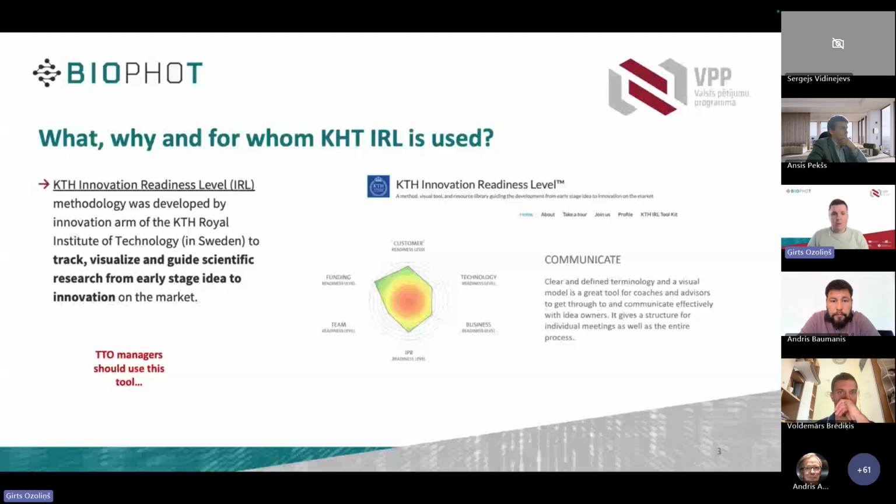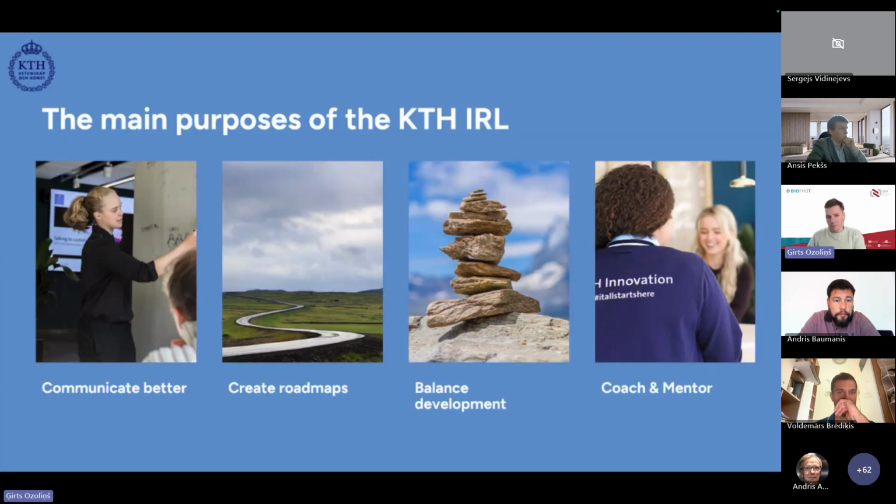But what is the main purpose of the innovation readiness level methodology? There are different things. First, you can communicate better between researchers, technology transfer offices and business people. You can create roadmaps for your research, how to make them more mature, how to translate these technologies into commercially viable technologies later. Also, balanced development.